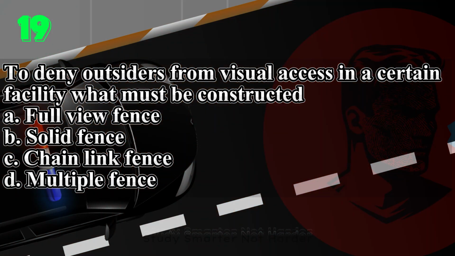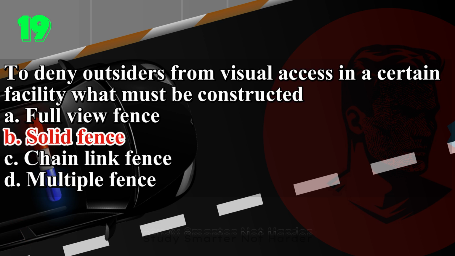19. To deny outsiders visual access to a certain facility, what must be constructed? A. Full view fence. B. Solid fence. C. Chain link fence. D. Multiple fence. Answer: B. Solid fence.